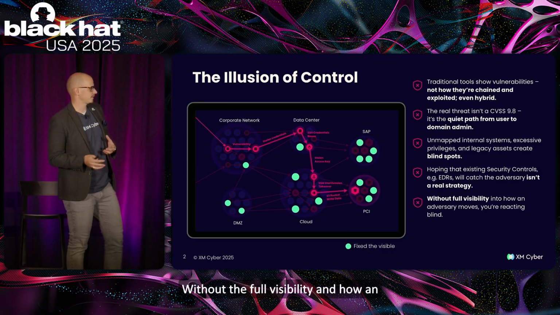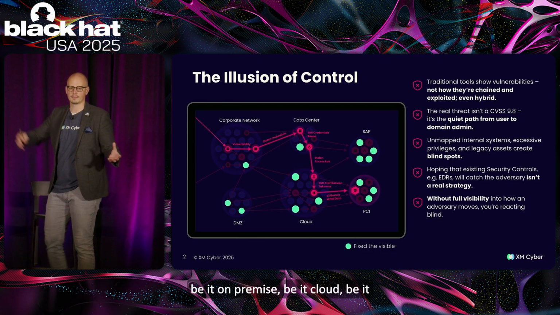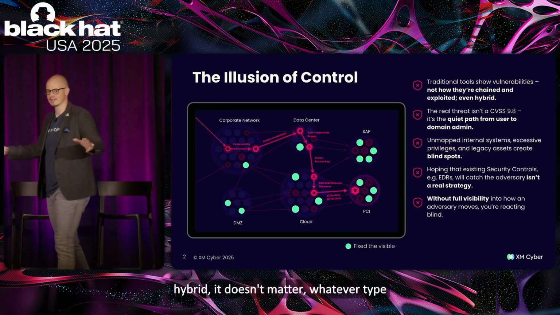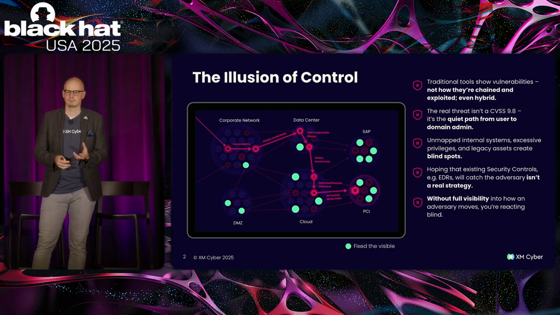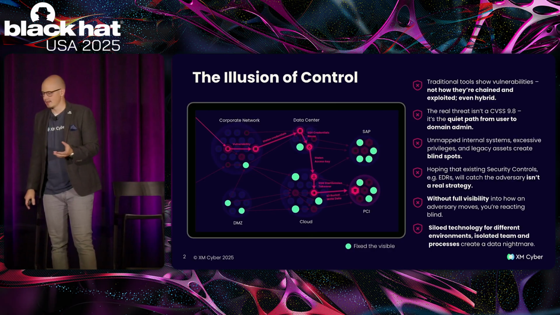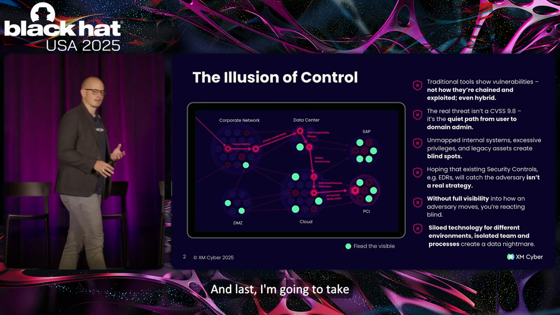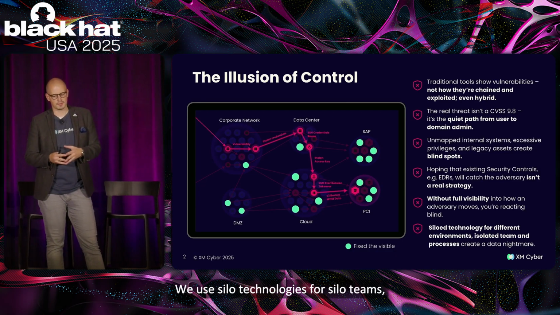Without the full visibility in how an adversary moves through your network, be it on-premise, be it cloud, be it hybrid, it doesn't matter, whatever type of exposure is involved, without that visibility, you're basically acting blind. And last, I'm going to take an example on this as well.